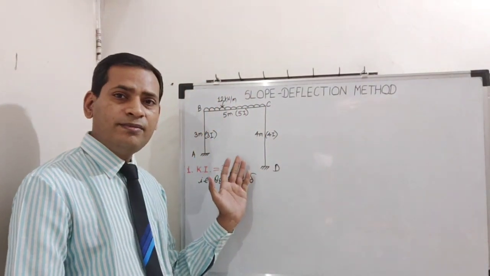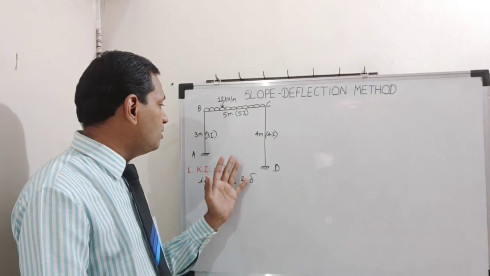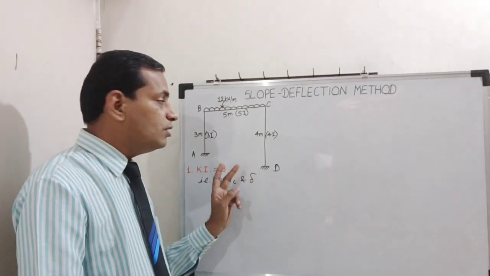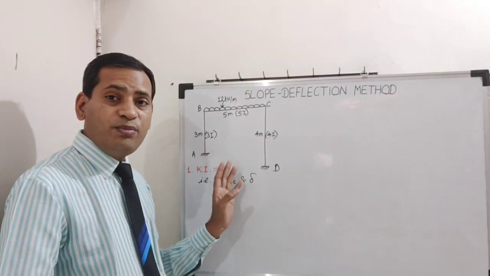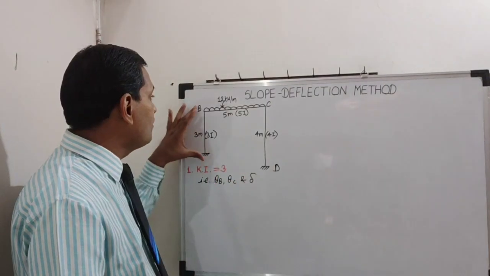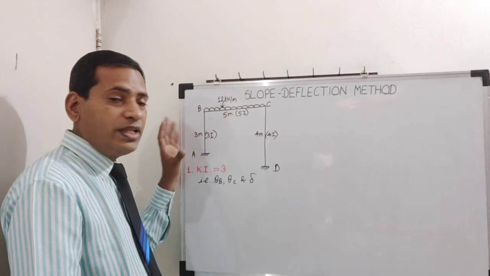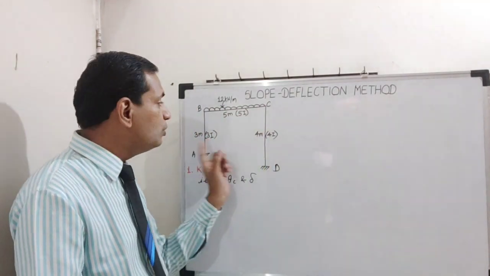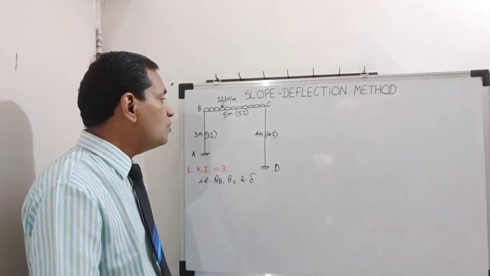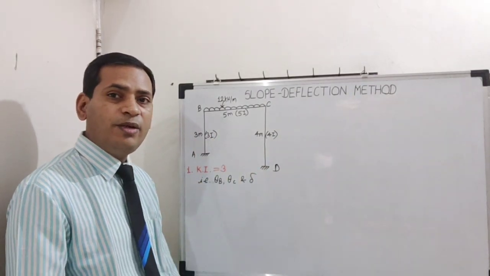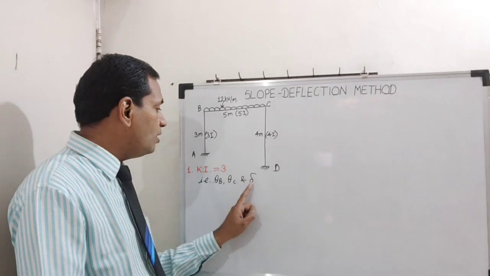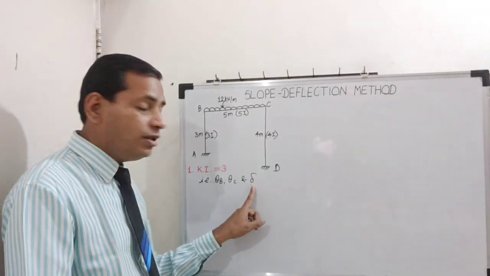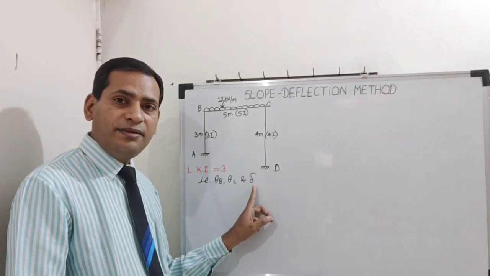single story frame which is satisfying two criteria of a sway type of portal frame. First is column heights are different. Second, I values are different. Cross-sectional area of both the columns is different. So this is a sway type of portal frame. Hence, the additional unknown displacement quantity is delta.